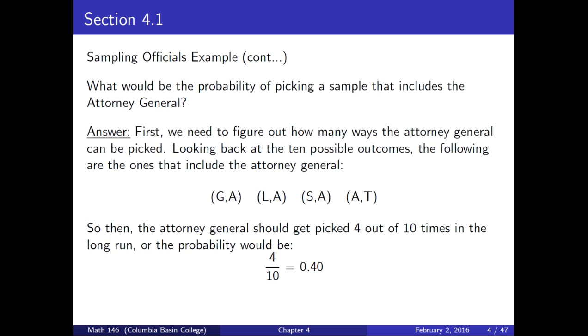Now, sometimes our events that we're interested in might include multiple outcomes. So, for example, what if I wanted to pick a sample that just includes the Attorney General? Say I don't care about who he's matched with, I just want the Attorney General. So we look at our samples, and there's actually 4 ways that we could get the Attorney General as part of the sample. So we could see the Attorney General with the governor, the Attorney General with the lieutenant governor, the Attorney General with the secretary, or the Attorney General with the treasurer. So then it would appear that the Attorney General can get picked in 4 out of our 10 samples. So in the long run, that would give them a 4 out of 10 or a 40% chance of being picked.